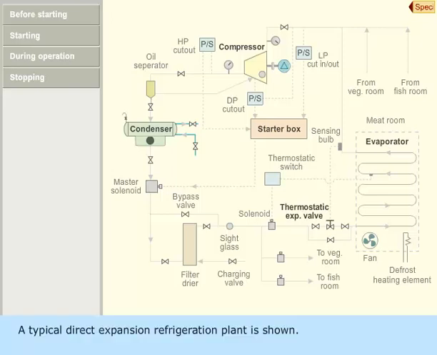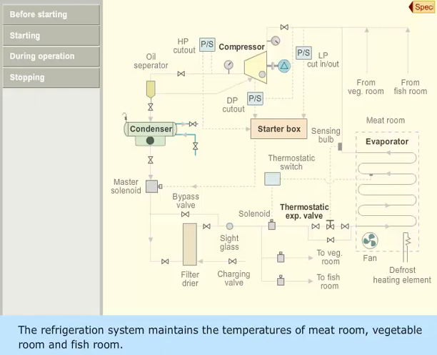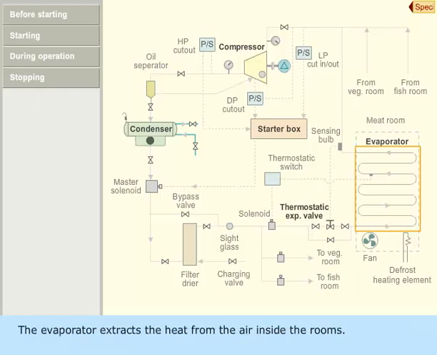A typical direct expansion refrigeration plant is shown. The refrigeration system maintains the temperatures of meat room, vegetable room, and fish room. The evaporator extracts the heat from the air inside the rooms.